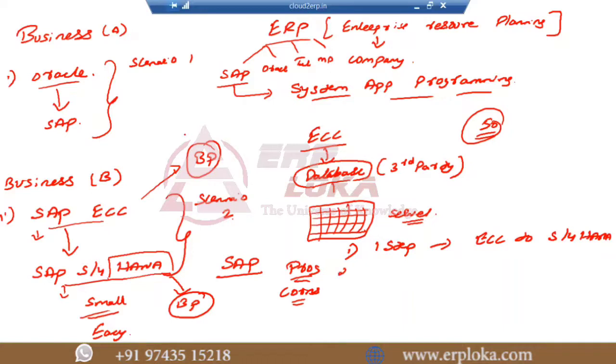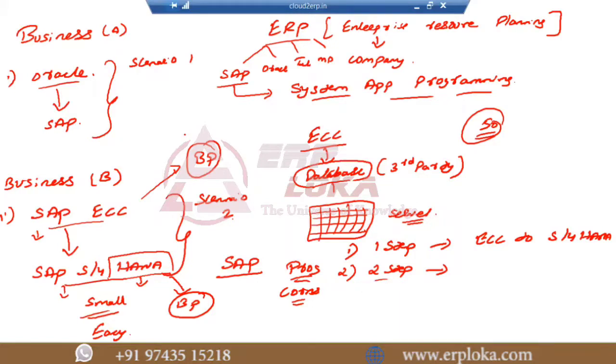The second one is two-step. Two-step is nothing but, first what you do, you don't implement S/4HANA, you will just implement the database. In the same ECC, you will remove the third-party database and install the HANA database. You are just replacing the database. That is called two-step.